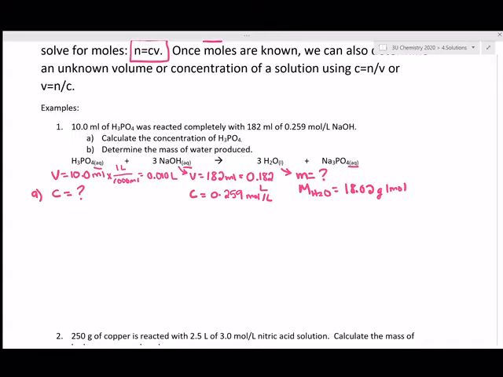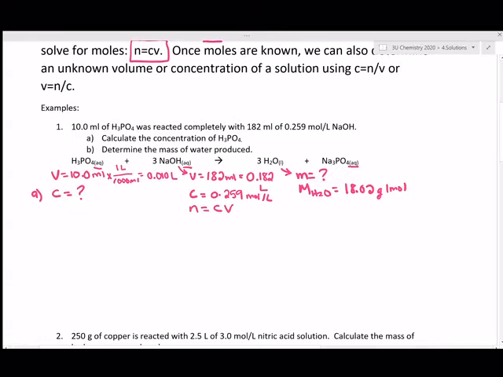Okay, so where can we start? We have one known piece of information about water, so that's not going to help us. We have one known piece of information about the phosphoric acid, so we can't do anything with that. But sodium hydroxide, we have a volume and a concentration. So guess what? This is the new stuff. You can figure out the moles.